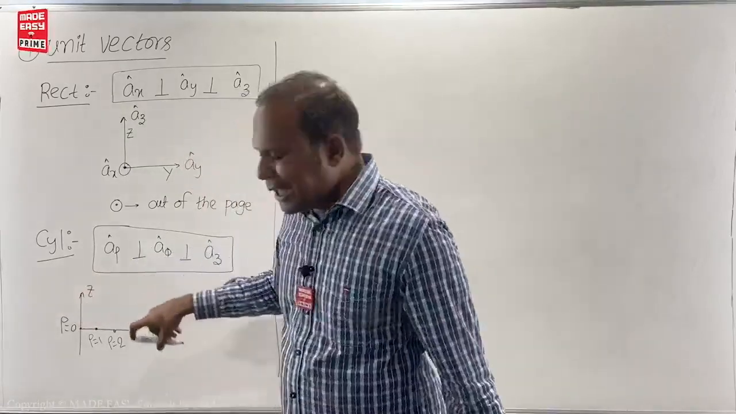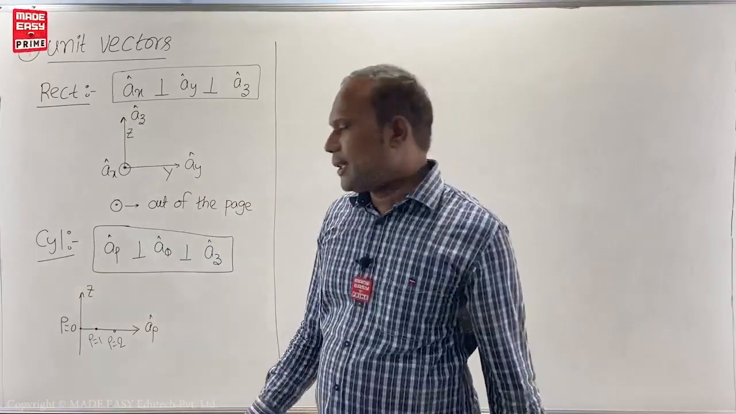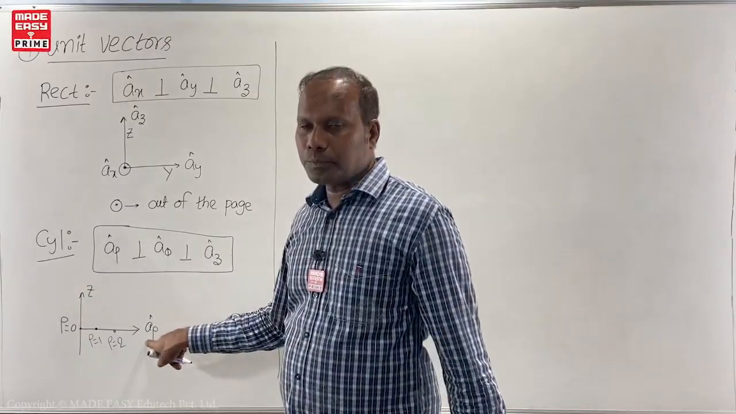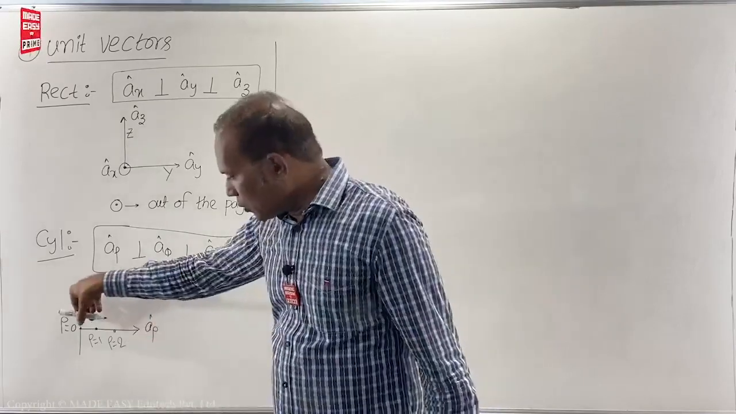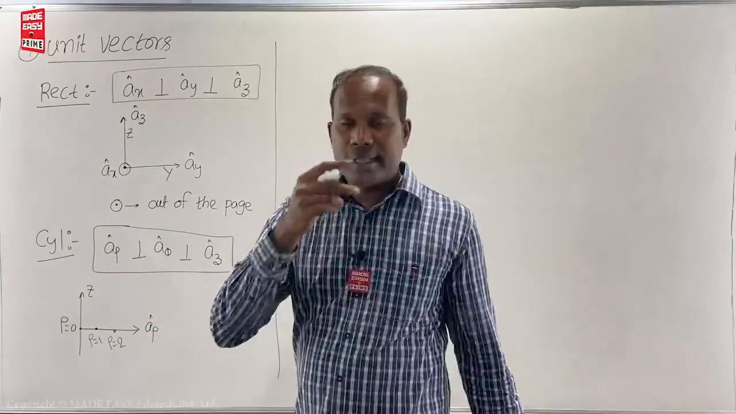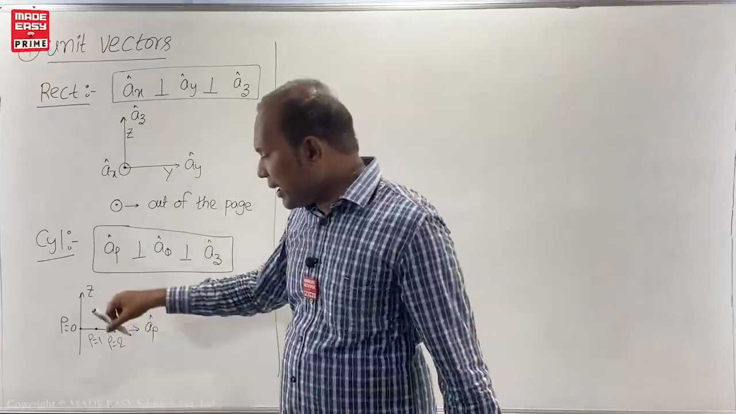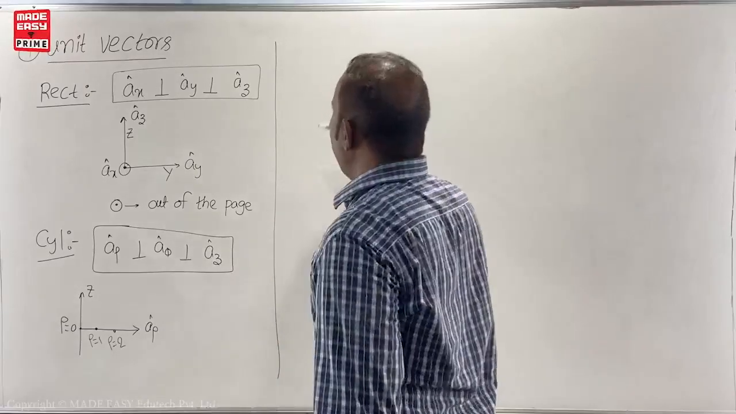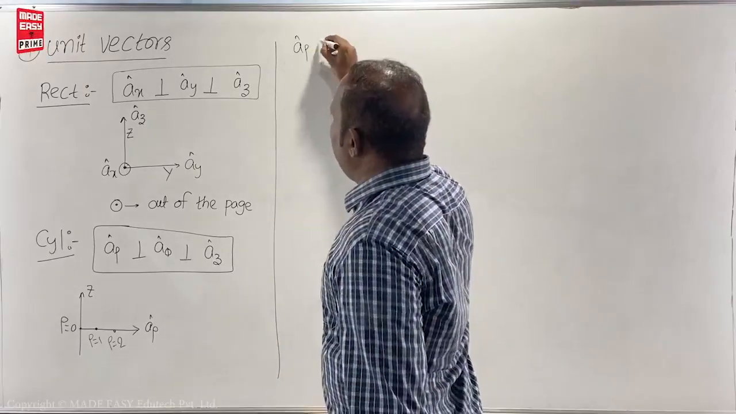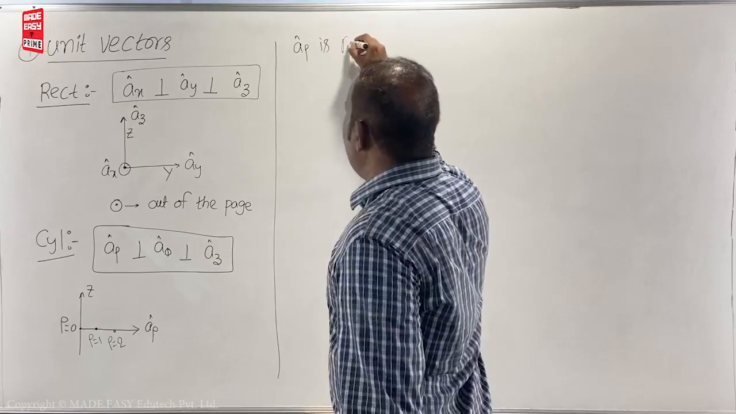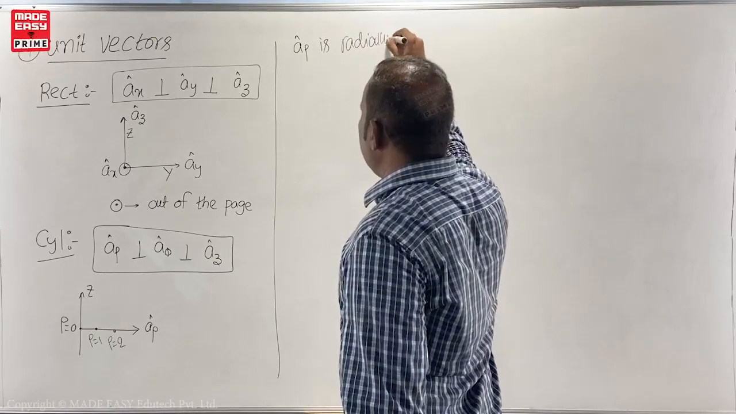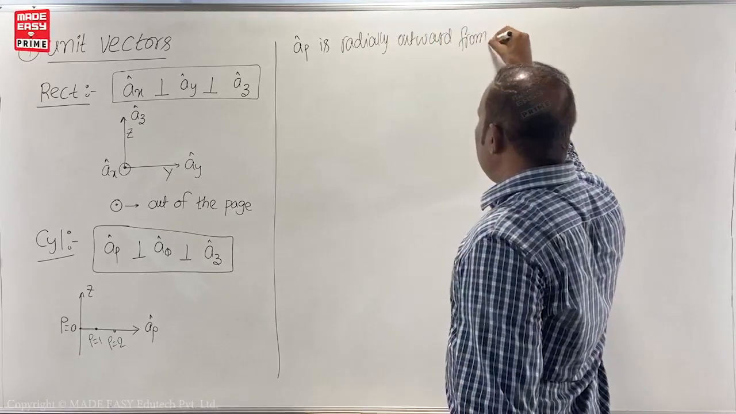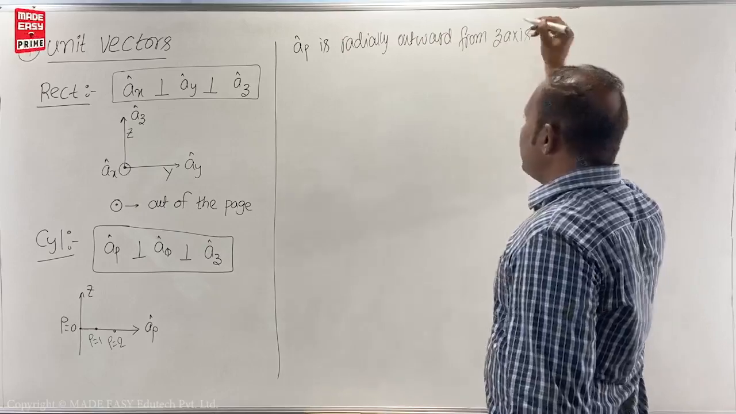So this is called radial vector. Radial means in the direction of radius. So a rho cap is radially outward from z-axis. Why radially outward from z-axis? Because rho increases. So a rho cap is radially outward from z-axis.